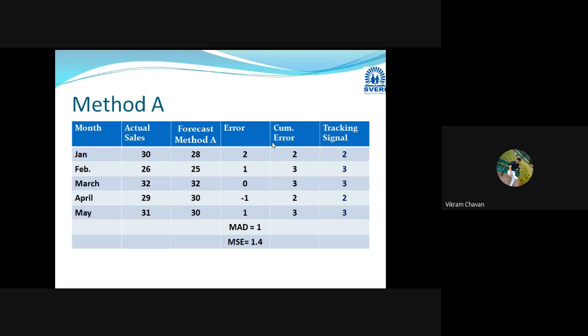65 absent. 66. Yes, sir. 66. 67 absent. 68 absent. 69. Present, sir. 69. Avinash. Okay. So Avinash has started attending the lecture. That is a good thing, Avinash. 70 absent. 71. 72. 73. Present, sir. Prasad 73.